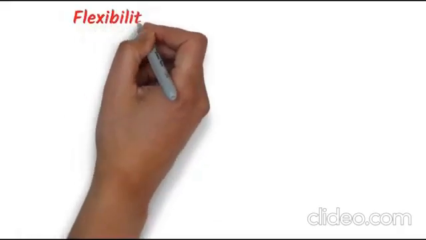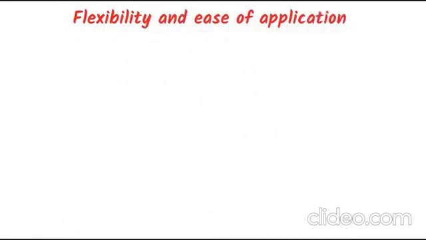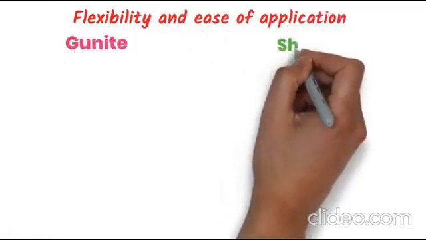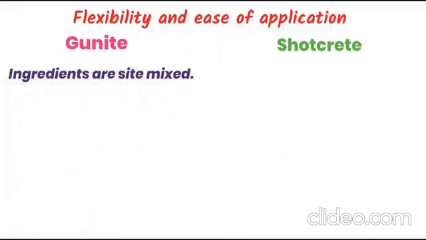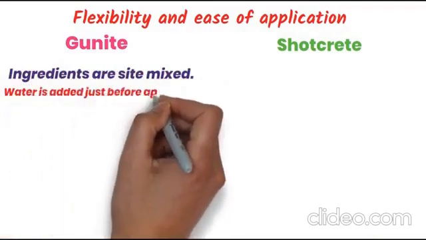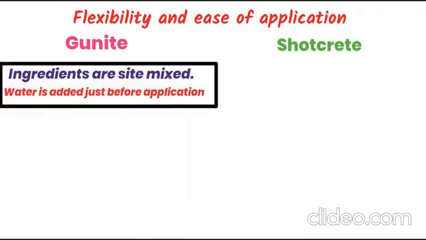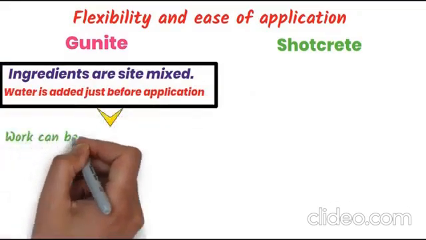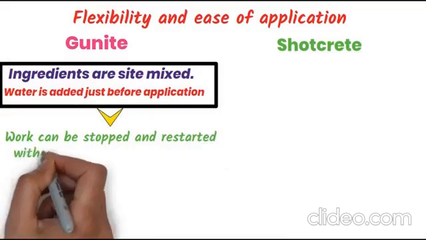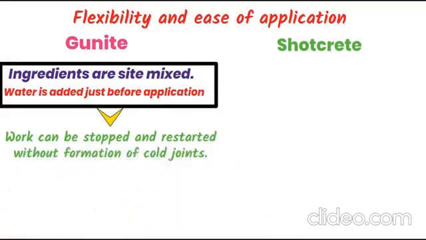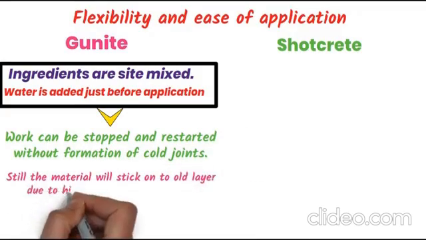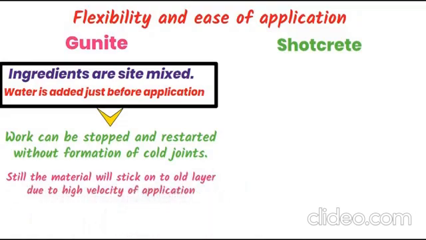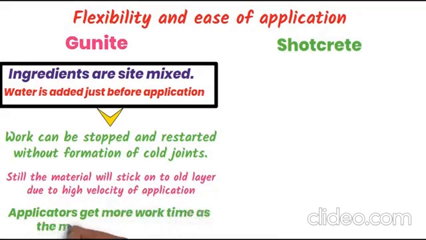Flexibility and ease of application of gunite and shotcrete. In case of gunite, the ingredients are site mixed and water is added just before application. And because of that, work can be stopped and restarted without forming a cold joint. Even after we stop the work, the material will still stick to the old layer due to the high velocity of application. And the applicators get more work time as the mixing is done at site.